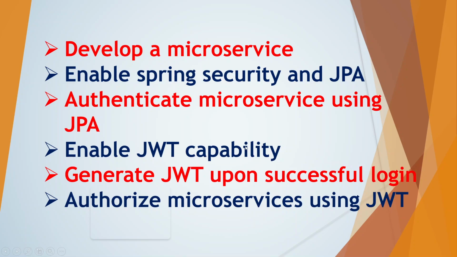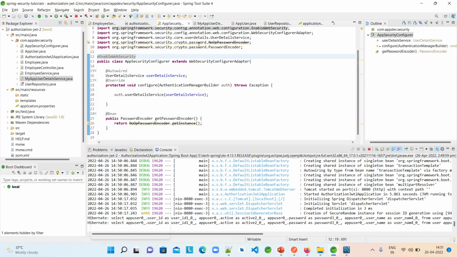But what is happening now here, right? The moment you invoke any secure microservice, Spring Security is coming into the picture and checking whether that URL is authorized, whether the user is authorized or authenticated or not.